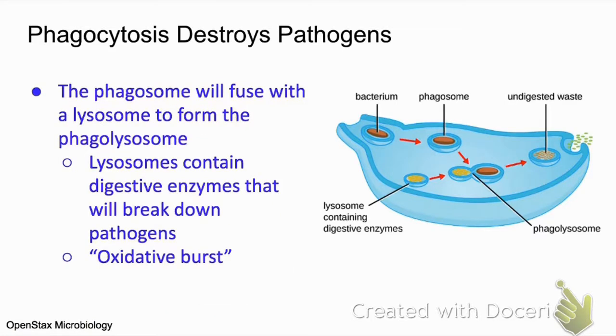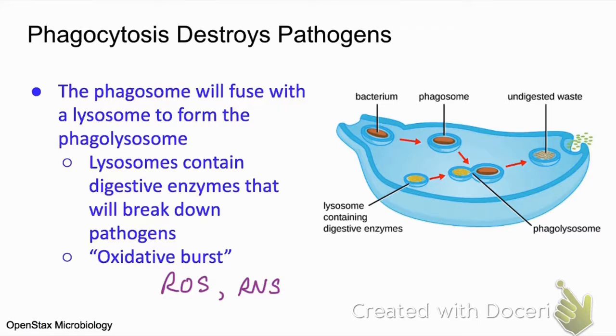Next, the phagosome fuses with the lysosome to form what we call the phagolysosome. In lysosomes, we find digestive enzymes, which will begin to break down the pathogen. These may include enzymes that break down proteins or nucleic acids. But also what we're going to find here is that within these phagolysosomes is the activation of proteins that are going to produce reactive oxygen species and reactive nitrogen species, or what are abbreviated as ROS and RNS.